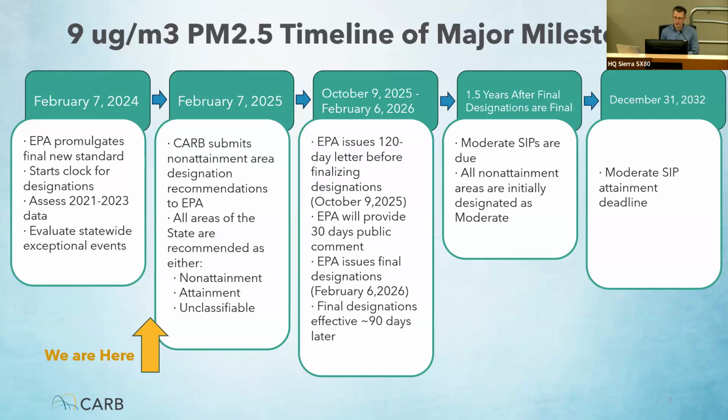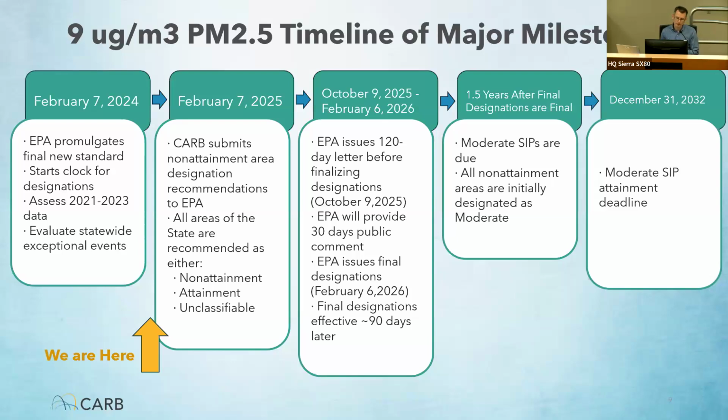This next step will be in October, mid-October 2025, EPA responds back to our recommendations, what's called a 120-day letter. And that kicks off a process that allows for public comments and the state to respond back to EPA's changes to our recommendations, if any.